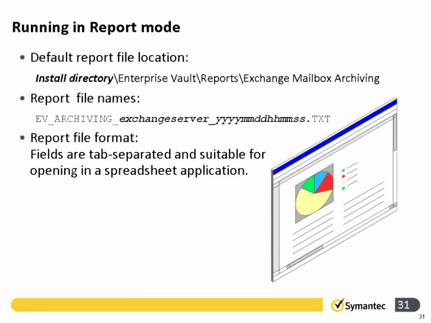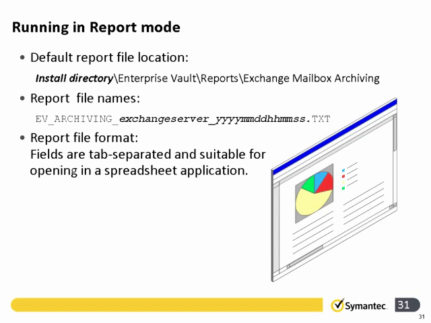If you did, as we mentioned earlier, run it in report mode, the default location for the reports is under the Enterprise Vault installation directory, Reports and Exchange Mailbox Archiving. The name of all the files there will start with EV_archiving, then an underscore and the name of the Exchange server where that mailbox lives, and then an underscore and a date timestamp configuration for all those items. The reports are in a tab-delimited format, which means you can open them up in any text editor such as Notepad, but it might be more beneficial to open them in a spreadsheet type of application to make them easier to read if you wish.